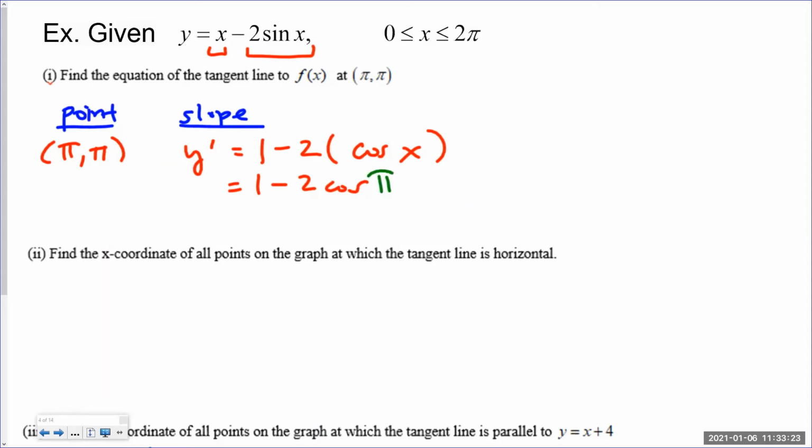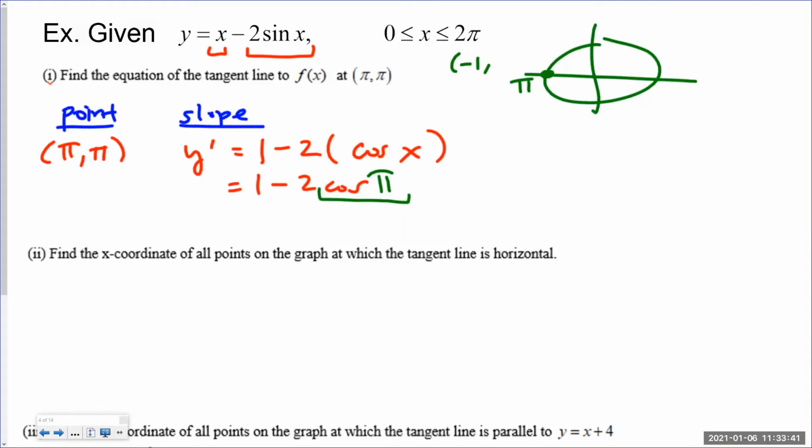So what I really need to do is figure out what cosine pi is. Guys, if you have your unit circle, pull it out, see if that helps you. Because I feel like when I ask people for the cosine and sine values, you guys are just guessing. Okay, so this is where pi is. What are the coordinates for pi? Okay, so what is my cosine value? -1. So this right here is -1.